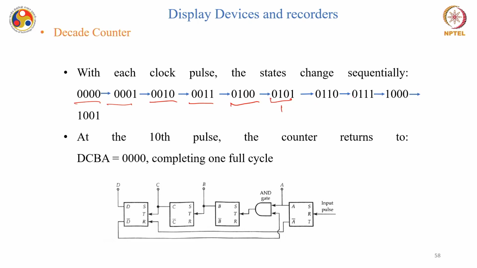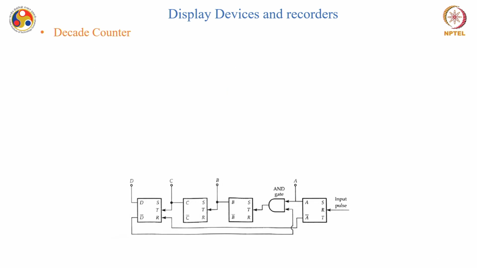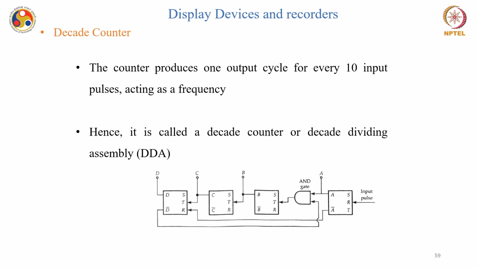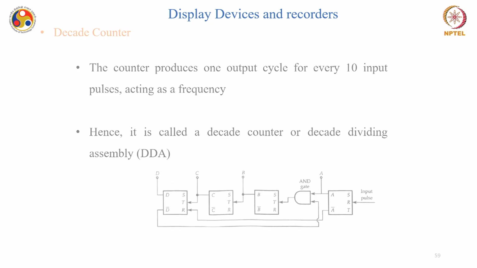At the 10th pulse, the counter returns to DCBA as 0 0 0 0. This completes one full cycle of the counting. The counter produces one output cycle for every 10 input pulses, which acts like a frequency divider. Hence, it is called a decade counter or decade dividing assembly, DDA.